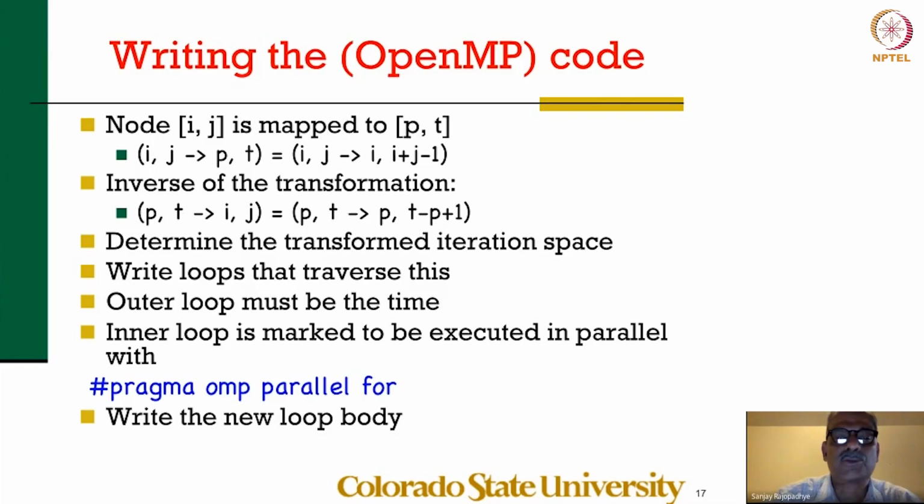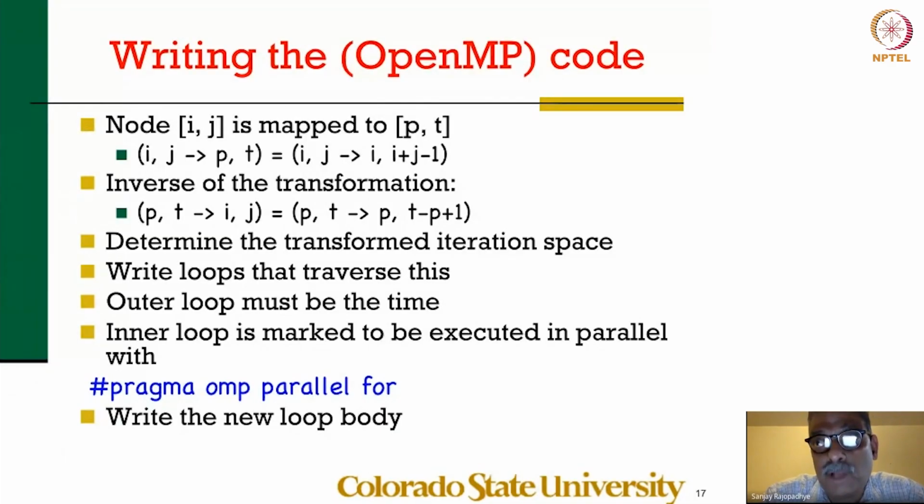So how many tasks do we have? One, what is the image of my original rectangle by this transformation ij goes to I comma I plus j minus 1. That is the first problem. That is, what is the transformed iteration space.